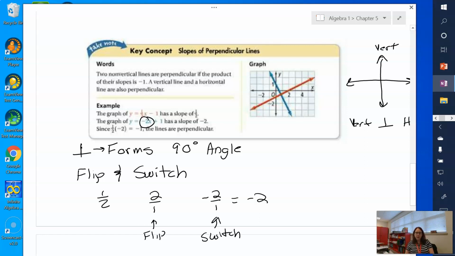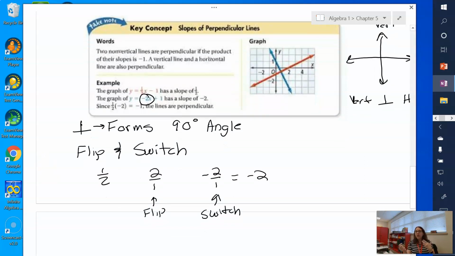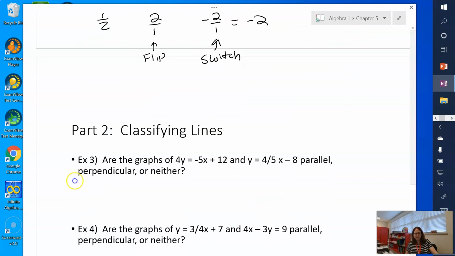Because I told you that you could multiply them together to get negative 1, let's check and see if flip and switch worked. I'm going to take 1/2 and multiply that by negative 2. Those cancel, and I'm left with negative 1. Okay, flip and switch, easiest thing ever.